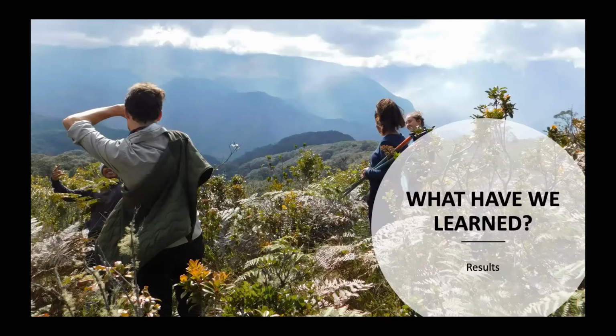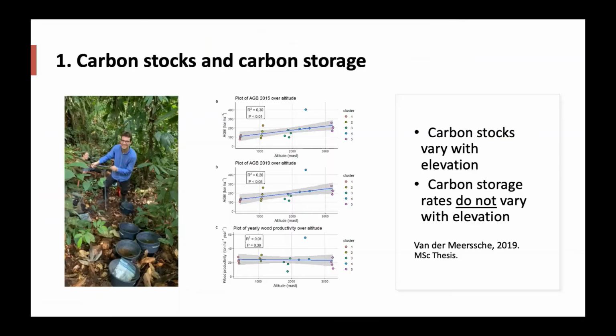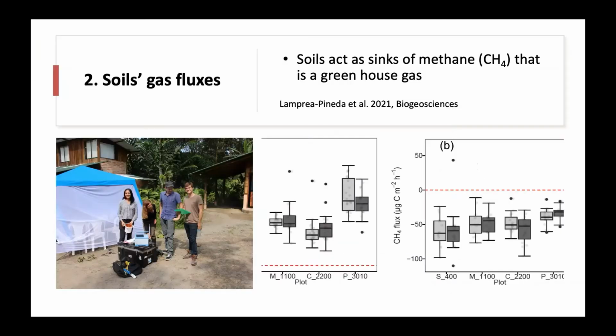What have we learned thus far? Well, first, we have learned that in this gradient, as elevation increases, forests can store more carbon. However, this doesn't mean that they can capture carbon faster. We have also learned that soils can act as sinks of methane, a powerful greenhouse gas. This gives us insights into how these forests can help to mitigate climate change.